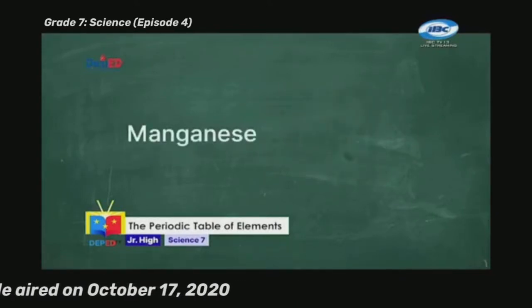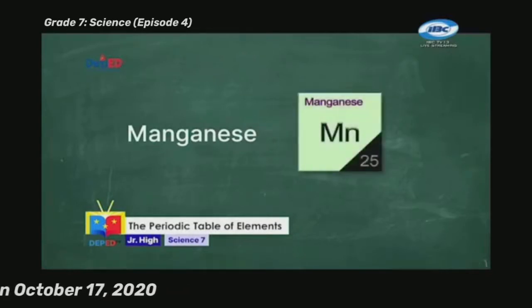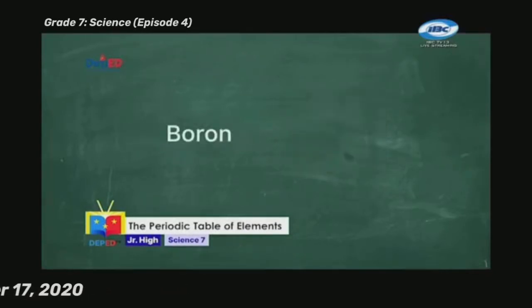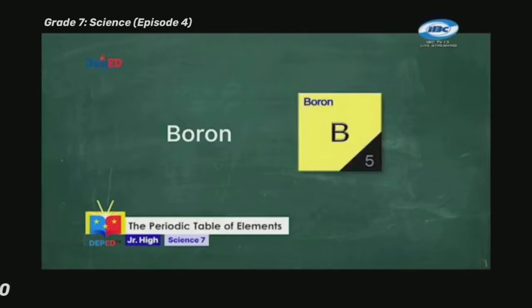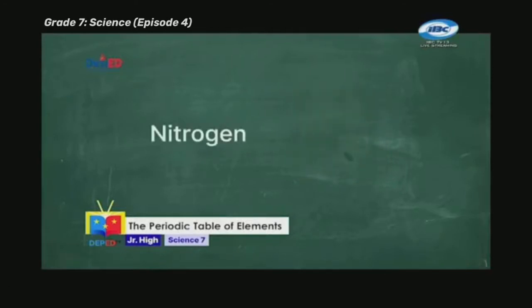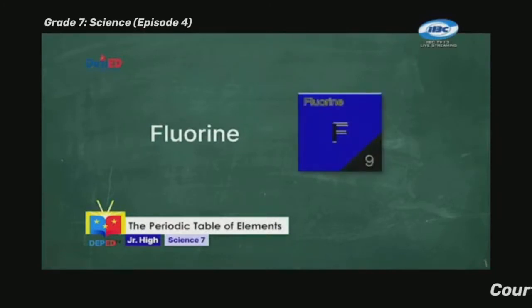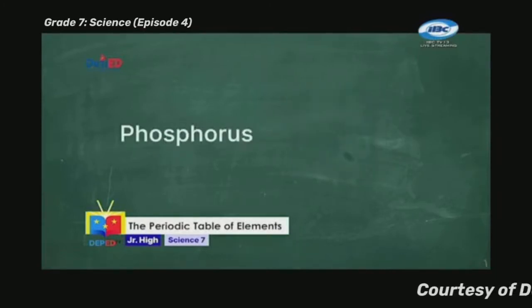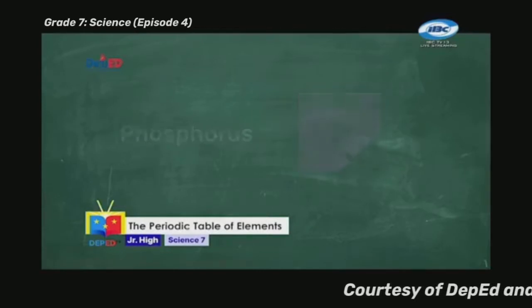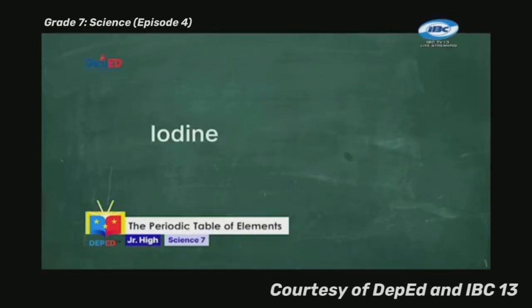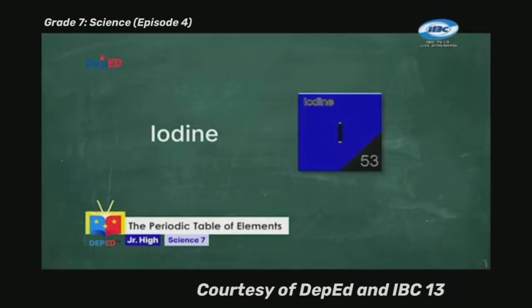The symbol for manganese is Mn. For boron, B. Nitrogen, N. Fluorine, F. Phosphorus, P. And for iodine, the symbol is I.